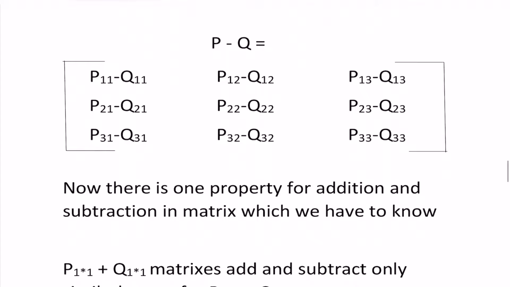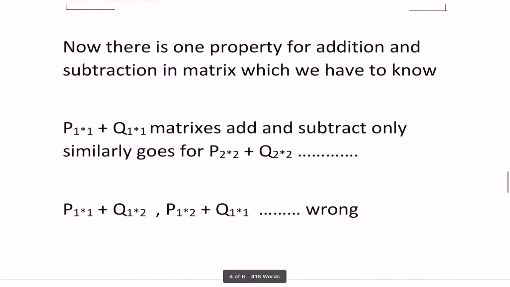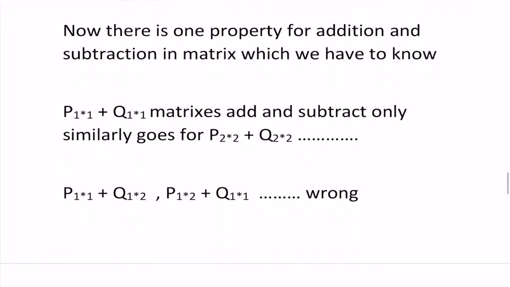You can see this as P11 plus Q11; matrices are added and subtracted only this way. Similarly it goes for P22 plus Q22. P11 plus Q12 or P12 plus Q11 is never going to happen, so that is wrong.